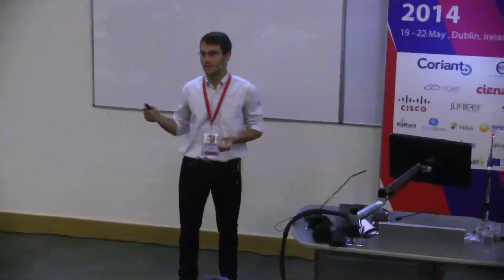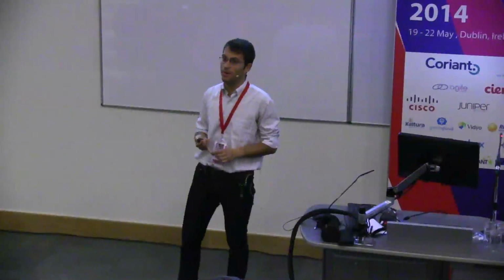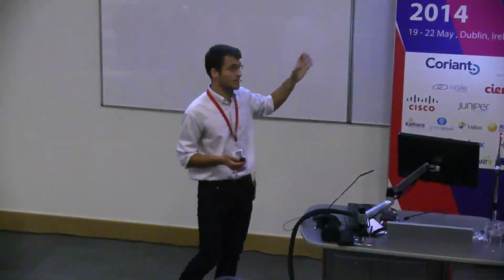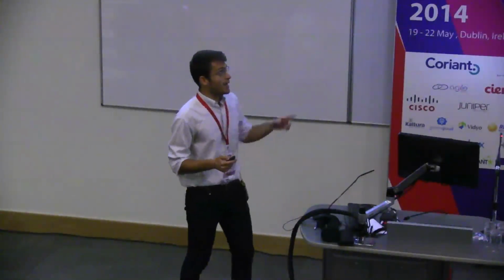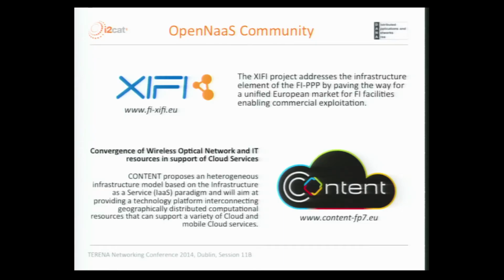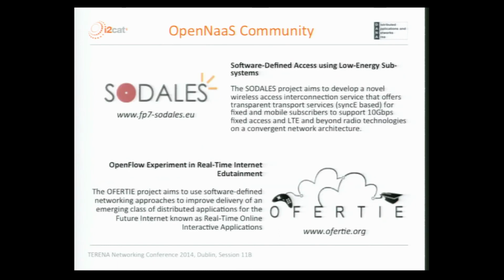We have 2 tasks in Chown using OpenNaaS for their developments, as presented yesterday by Dave and Eduardo. But not only Chown, OpenNaaS is being used in several FP7 funded projects, such as the content project, where we have heterogeneous infrastructure composed of wireless and wired testbeds or domains. So we are somehow converging wireless and wired testbeds through OpenNaaS. The Shifi project, where OpenNaaS is the orchestrator of different future internet infrastructures.